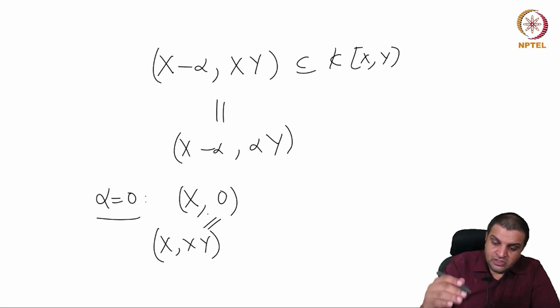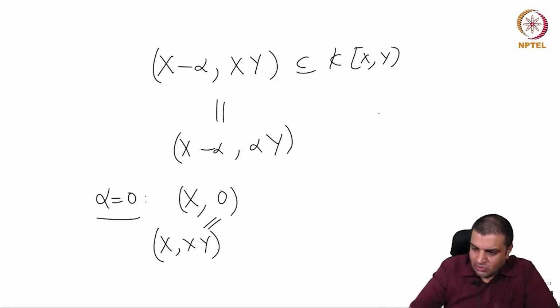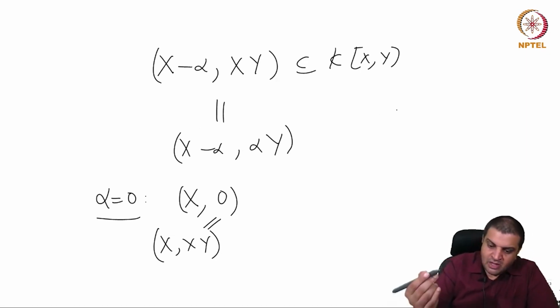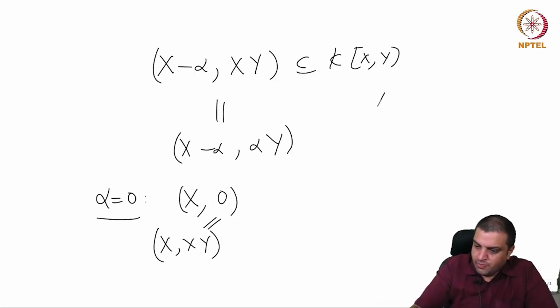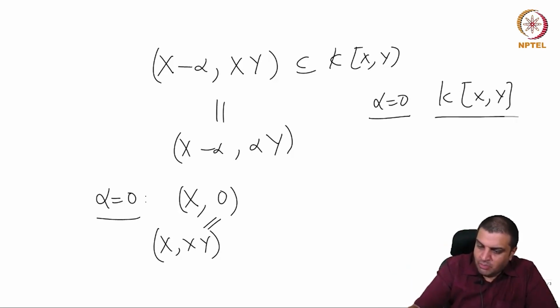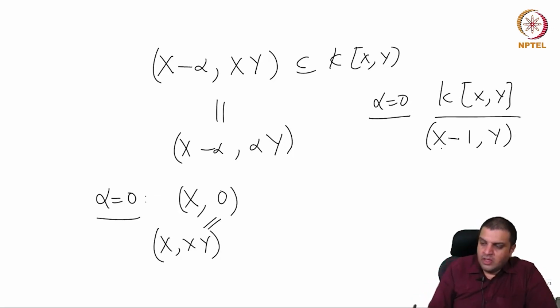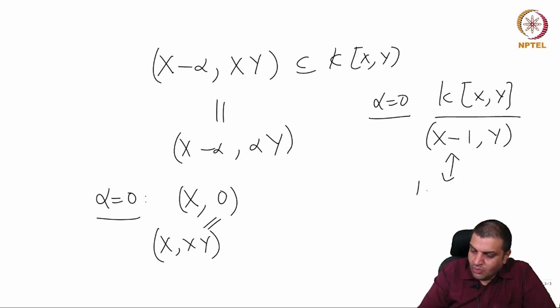However, the behavior is quite different in the two cases. Depending on whether alpha is 0 or non-zero, the fiber is very different. Okay, so let's work both out. Let's just work for alpha equals 1 and alpha equals 0. The fiber is k[x,y] mod (x minus 1, y). So this corresponds to the point (1, 0).